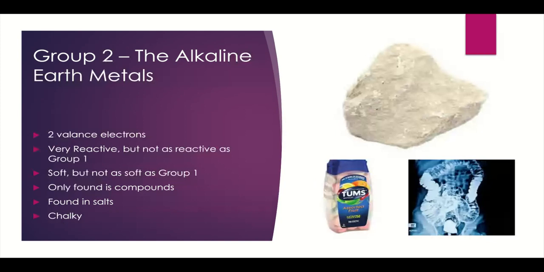Group two: beryllium, magnesium, calcium, strontium, barium, and radium are the alkaline earth metals. These are similar to group one, but not all the way there. There's two valence electrons for this group. Very reactive, but not as reactive as group one. Soft, but not quite as soft as group one. They are also only found in compounds. They're not found by themselves. They are also found in salts.